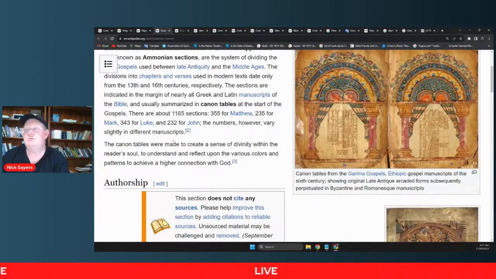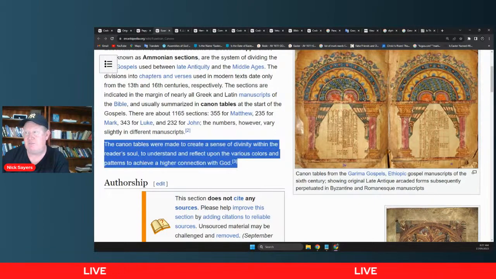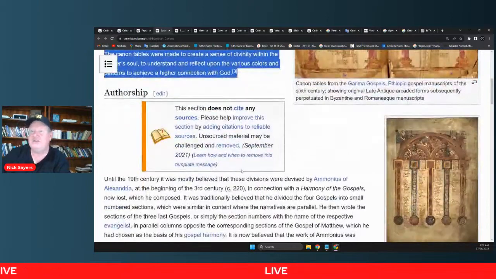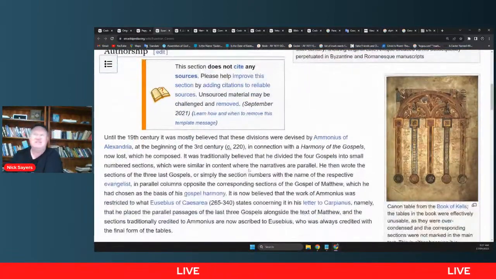The canon tables were made to create a sense of divinity within the reader's soul, to understand and reflect upon the various colors and patterns to achieve a higher connection with God. I'm not sure about that. Maybe that was edited this morning. It looks like someone snuck in there.